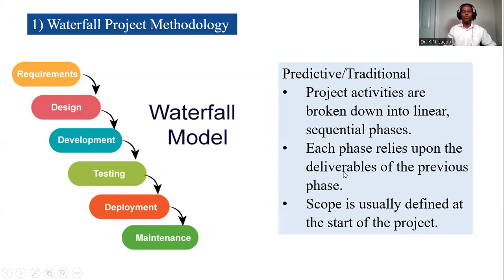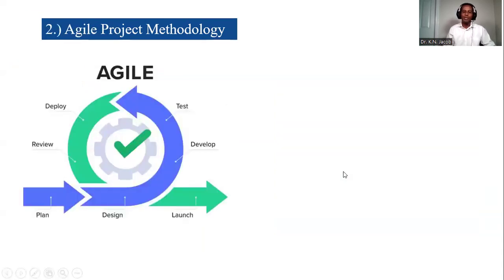The second project methodology is what we call Agile project methodology. Agile has its root in software development. This is new thinking. This is very new thinking. As the name suggests, Agile means ability to change, as agile as a monkey, agility, flexibility, changing fast. So the phases are more or less like the waterfall: plan, design, develop, test, deploy, review, launch. The only difference is that agile methodologies are both adaptive and iterative.